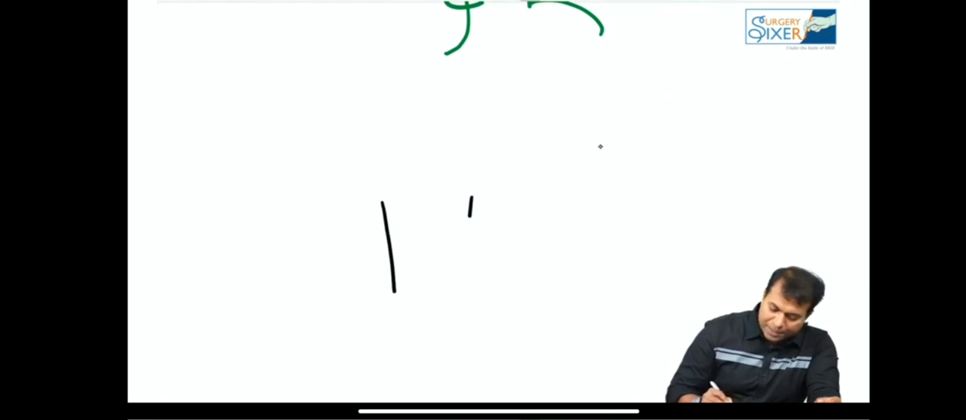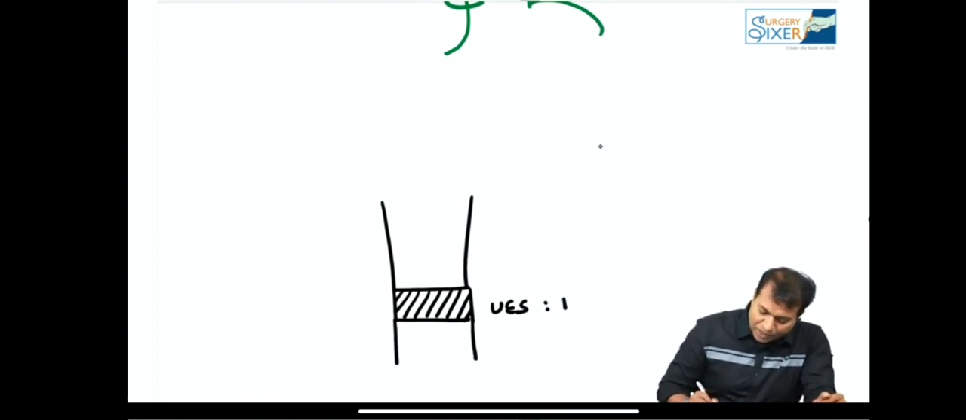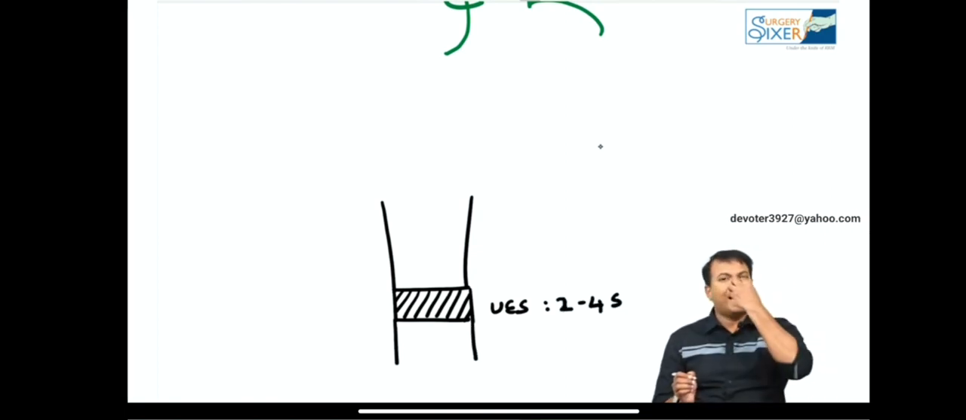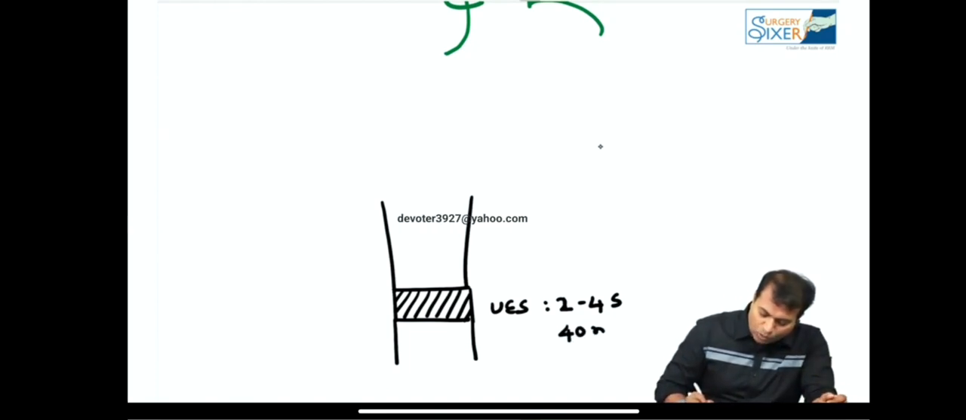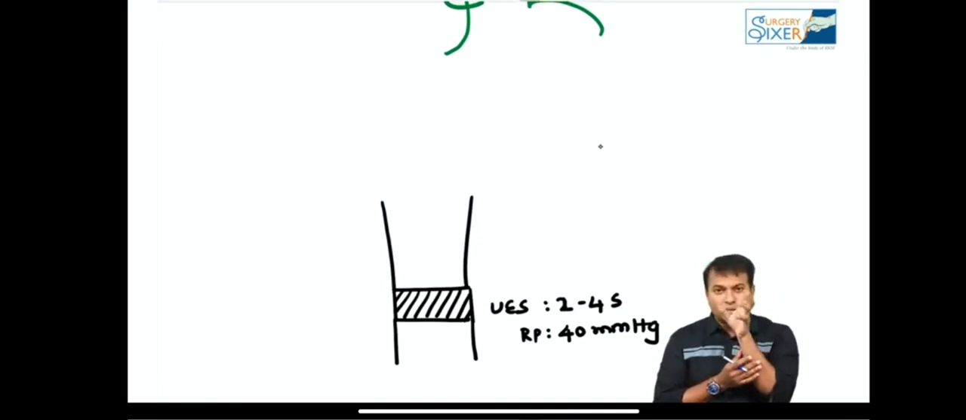So you all understood this is the cricopharynx muscle. The cricopharynx muscle is given another name, upper esophageal sphincter. It will relax only for 2 to 4 seconds during swallowing. As you swallow, only 2 to 4 seconds it will relax, and it will be closed at a resting pressure of 40 millimeters mercury. It will be tightly closed.